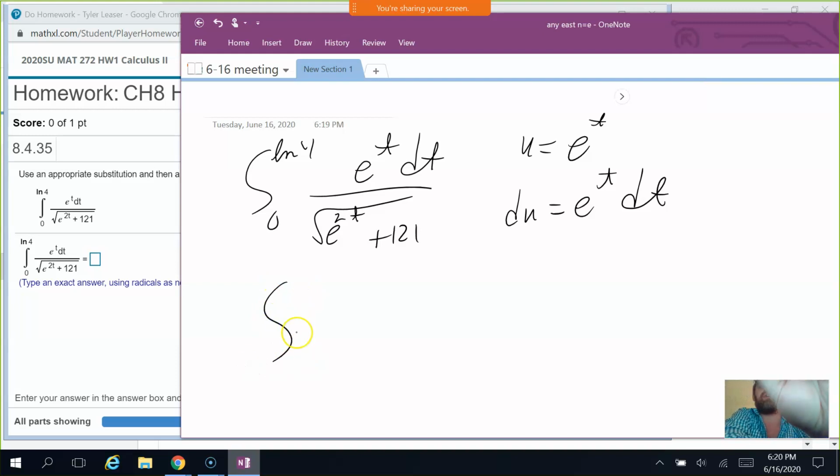So now my integral, the limits have changed. You could find them if you want to. It wouldn't be too bad because that would just be plugging 0 in for this t. E to the 0 is 1. And then plugging natural log of 4 in for the t. E to the natural log of 4 is 4. You don't have to find the limits here if you don't want to. I usually don't, but it's okay. Okay, so now the substitution. E to the t dt, that's going to be the du. In the denominator, I have the square root of e to the 2t. If u is e to the t, then e to the 2t is u squared.